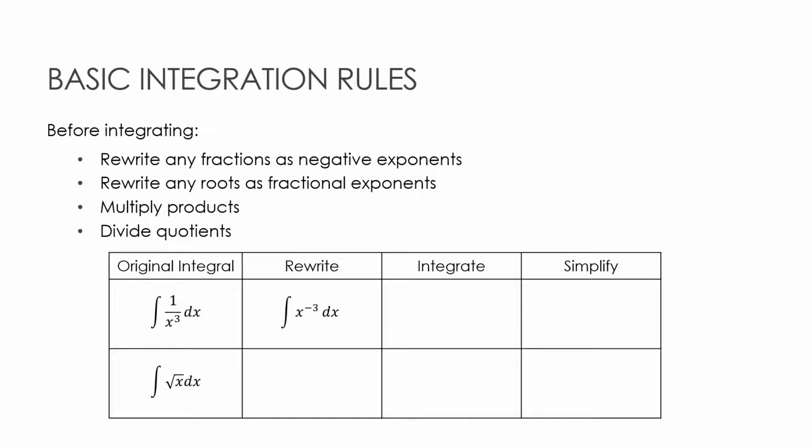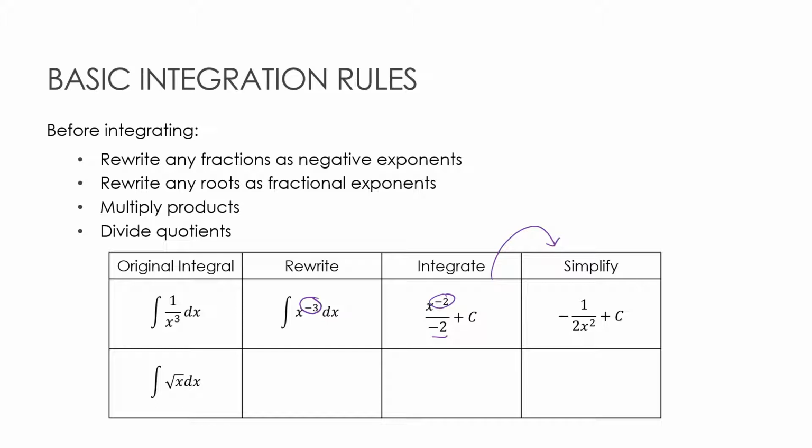Now I'm going to integrate. I'm going to use that power rule. Don't get confused just because it's a negative exponent. I'm going to take 1 degree more and divide by that degree. And then I'm going to rewrite it back in a form that makes sense. So negative 1 over 2x squared plus c.